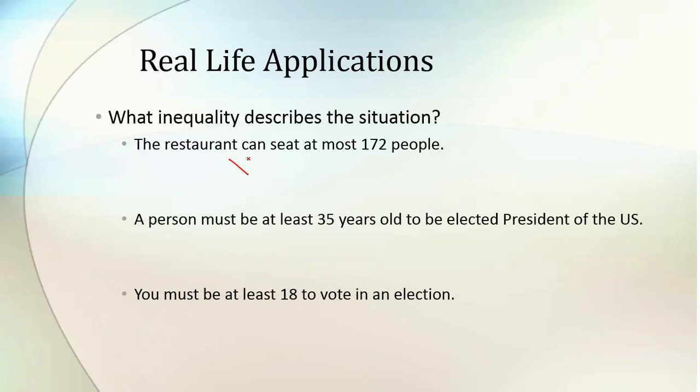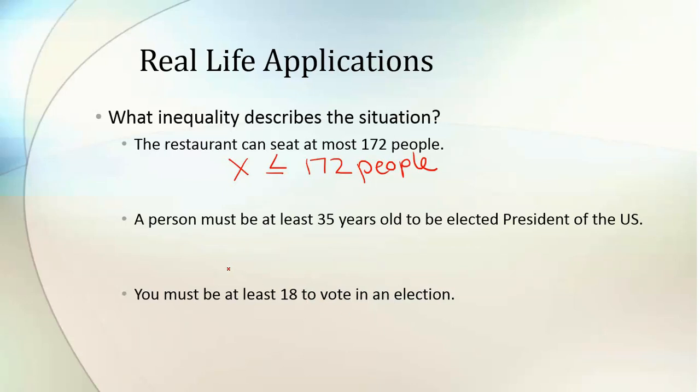So I know x and 172 has to be in there. But what does at most mean? Does that mean I can put more than 172 people in that restaurant or less than 172 people? I can only put less than 172 people, right? Can I have on the dot 172? Like 172, is that okay? I can, right? So x is less than or equal to 172 people. Let's try the next one.